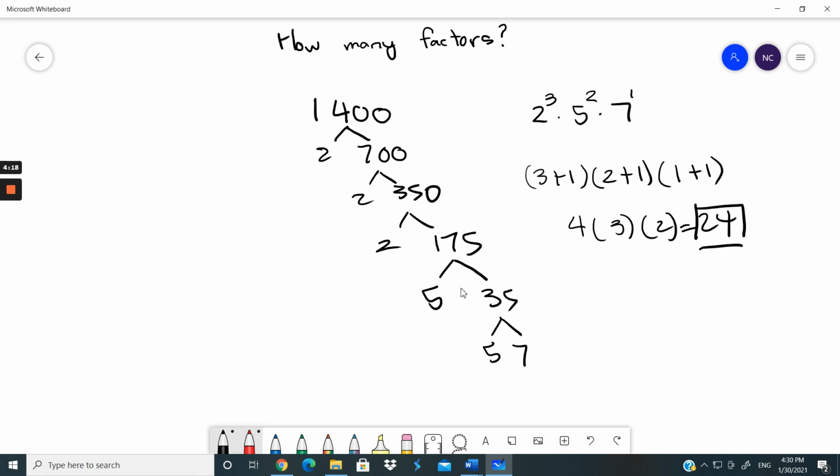This is a useful trick that you can use in competitions like Mathcounts or AMC, and it really helps you figure out factors very quickly without having to go through the hassle of listing them.